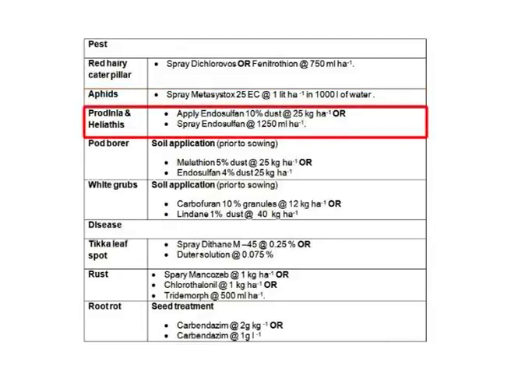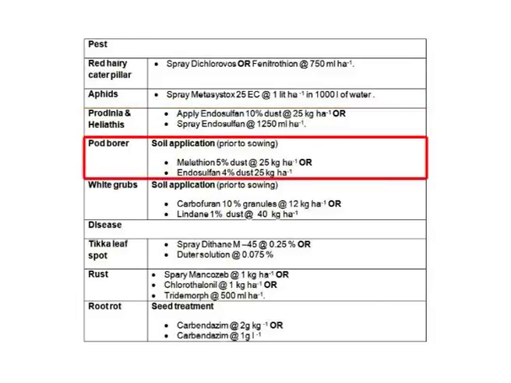Then for Spodoptera and Helicoverpa, spray chlorpyrifos. Then for pod borer, soil application, that is prior to sowing, we can dust malathion 5% at the rate of 25 kg per hectare. Then in case of white grubs, soil application, that is prior to sowing, carbofuran 10% granules at the rate of 12 kg per hectare.